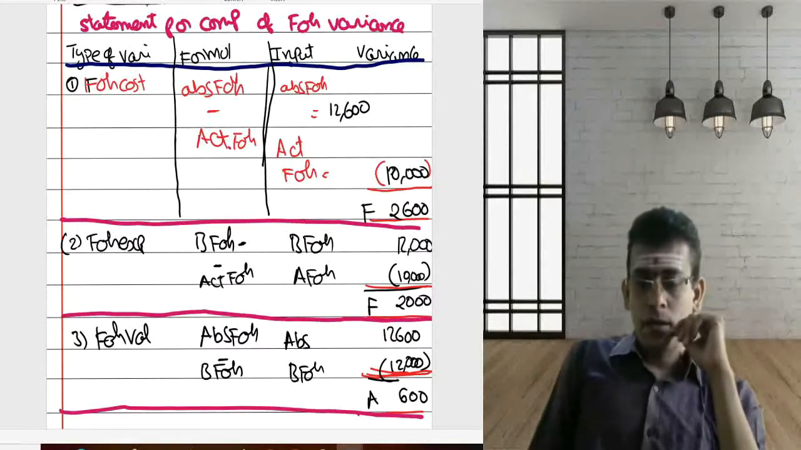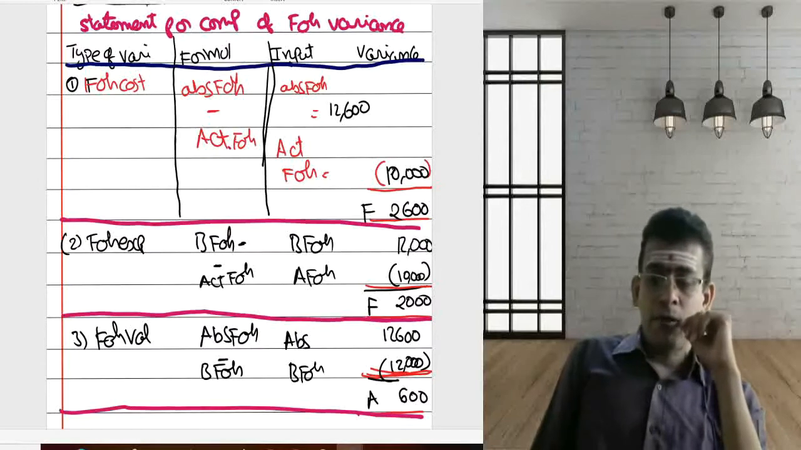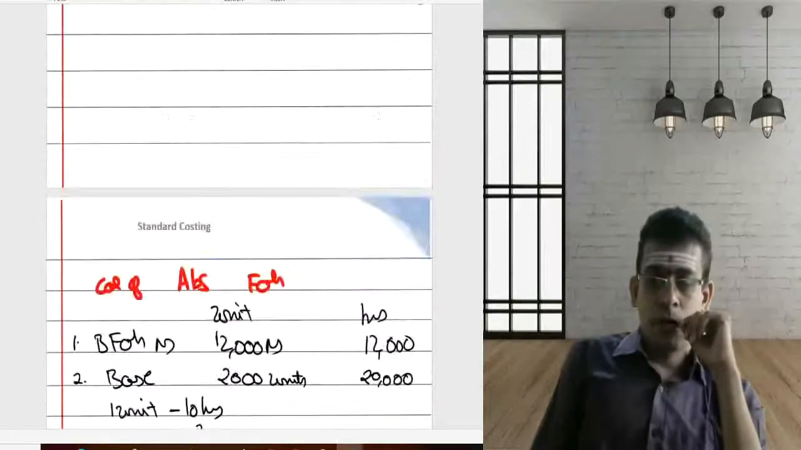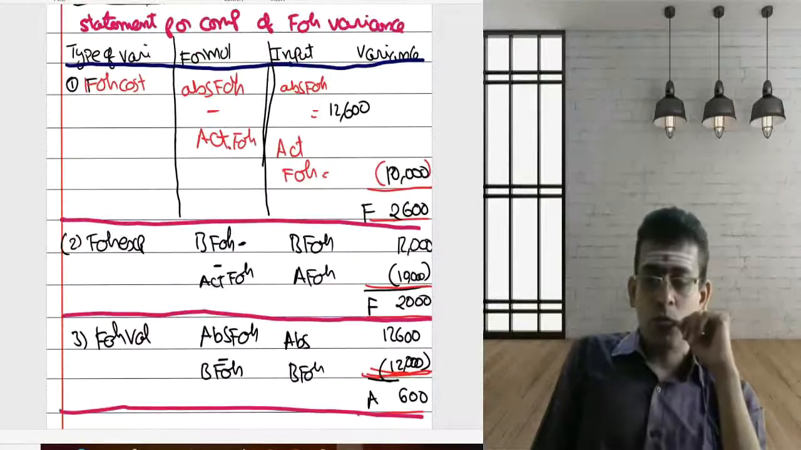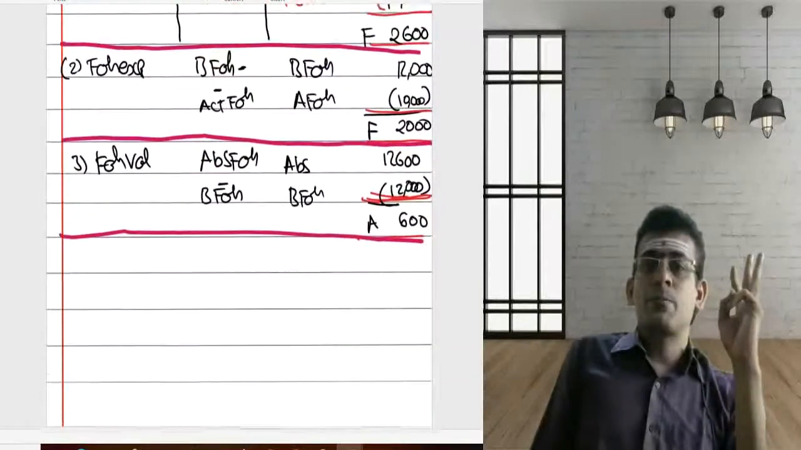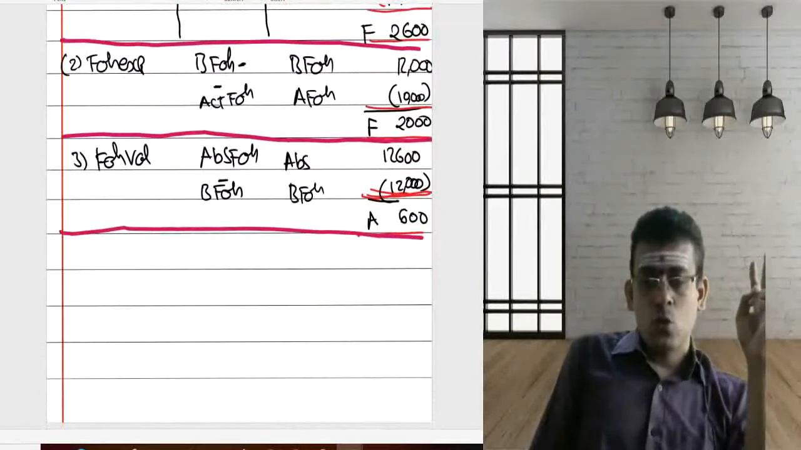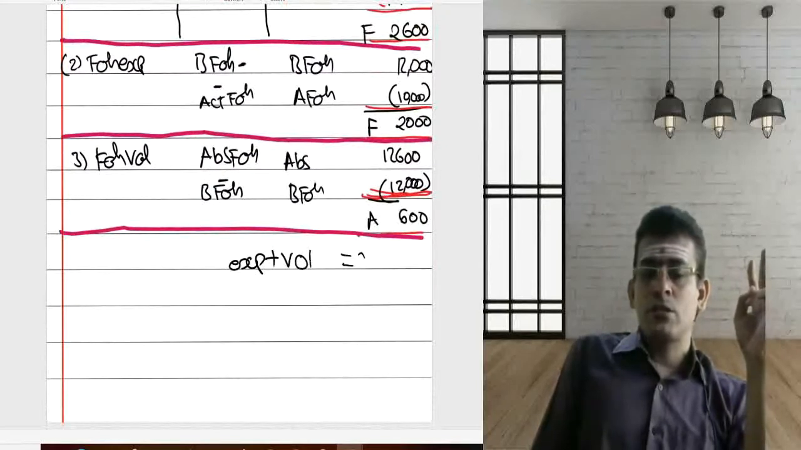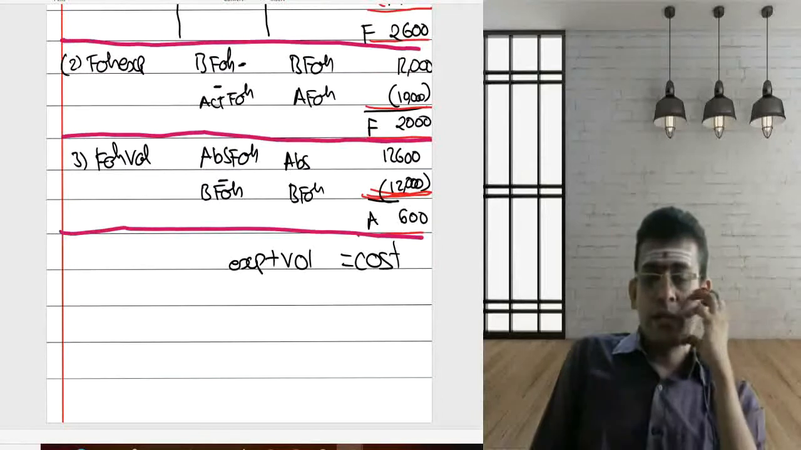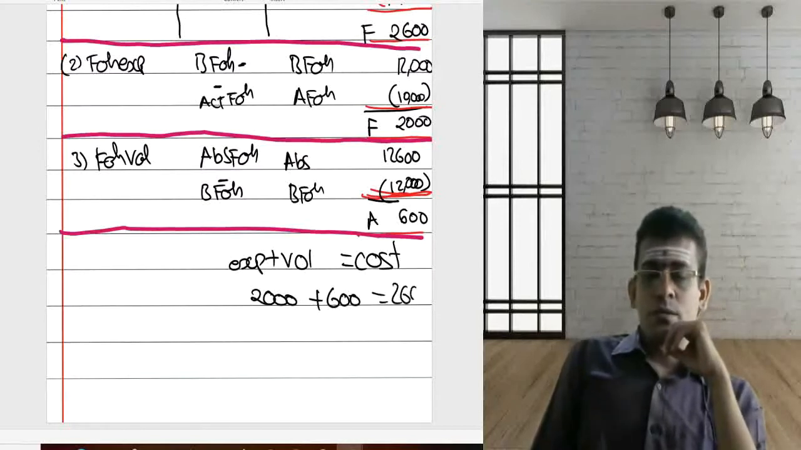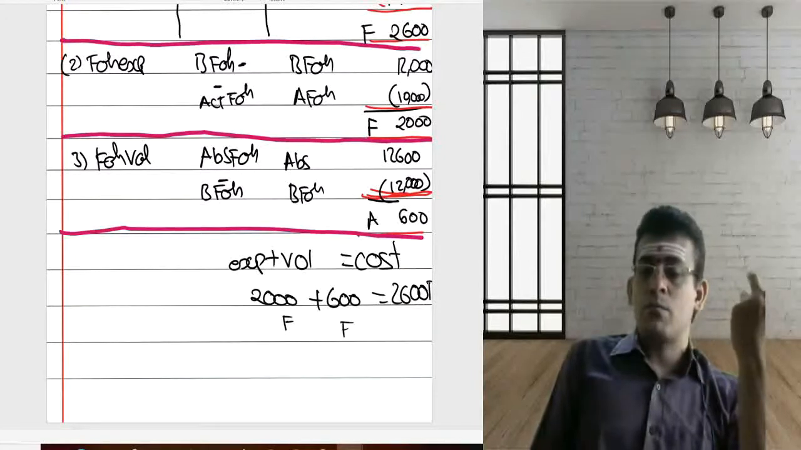600 favorable. So here again, if I put a control check, what is my control check? Expenditure plus volume is equal to cost. So expenditure variance plus volume variance is equal to cost variance. What is my expenditure variance? 2,000. What is my volume variance? 6,000. So ultimately, it is equal to 2,600 favorable, which is nothing but my cost variance. So your answer is absolutely right.